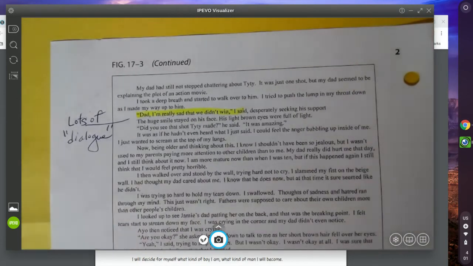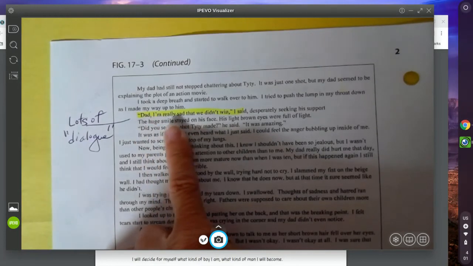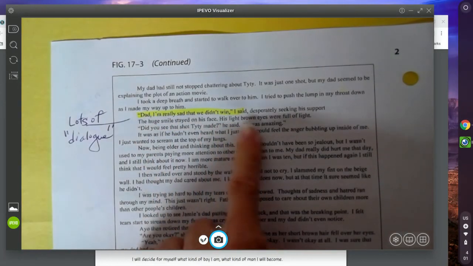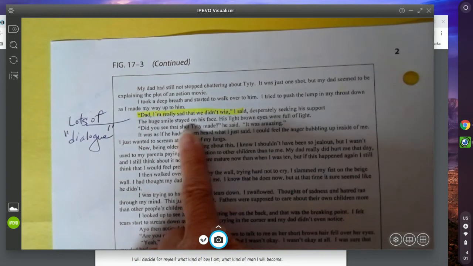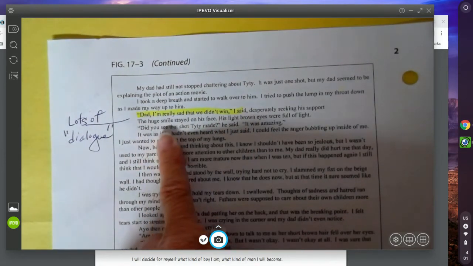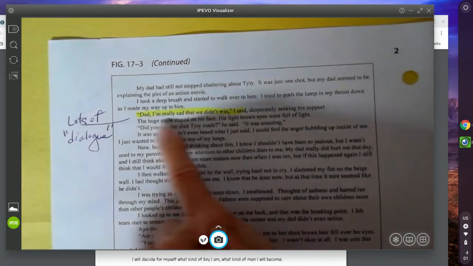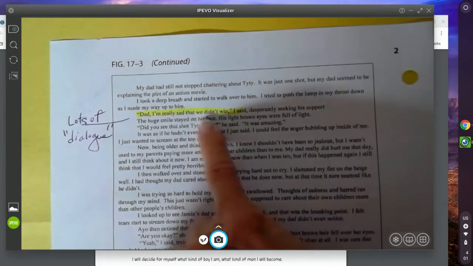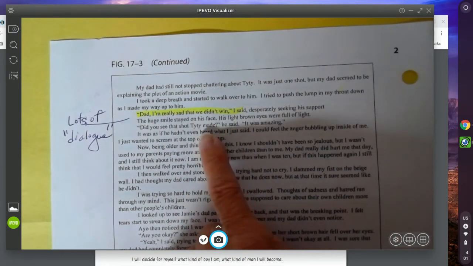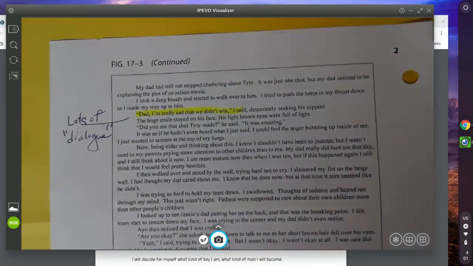Lots of dialogue, lots of talking. And she's talking to her dad, "Dad, I'm really sad that we didn't win." And then you know that this is someone else talking. The huge smile stayed on his face. Oh, I'm sorry, that's still the same paragraph. "Did you see that shot Tidy made?" he said. "It was amazing." Oh, I see. This is her talking to dad, and then this is dad. So new paragraph. Every time a different person speaks, you have to change paragraph. But we have the dialogue, the talking.